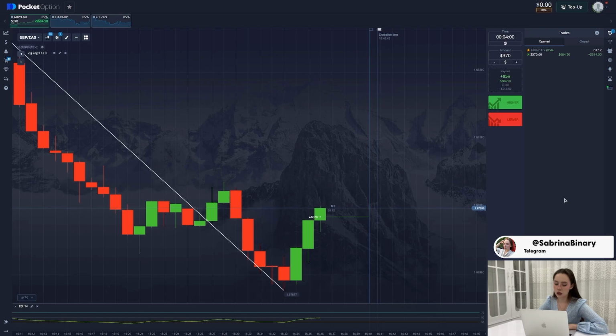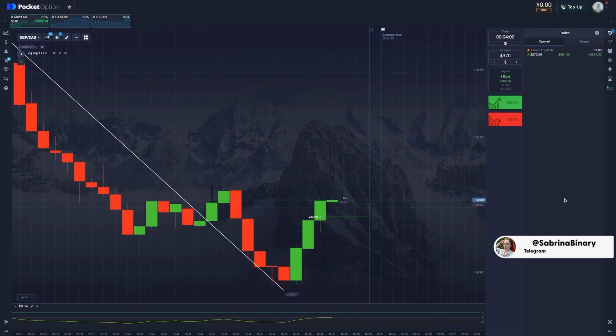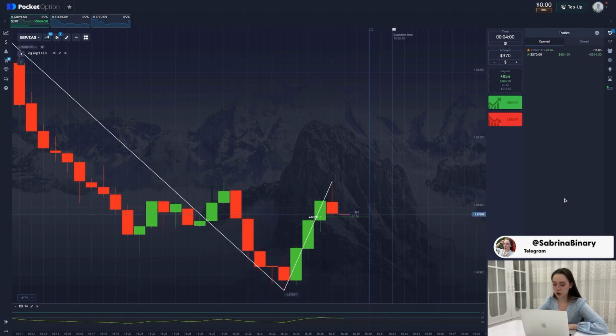Well, as you can see, the chart didn't go up, and we still have a lot of time before the end of the trade. The first candle closed in a very good position for us. And let's watch the second candle. And the second candle also went up.